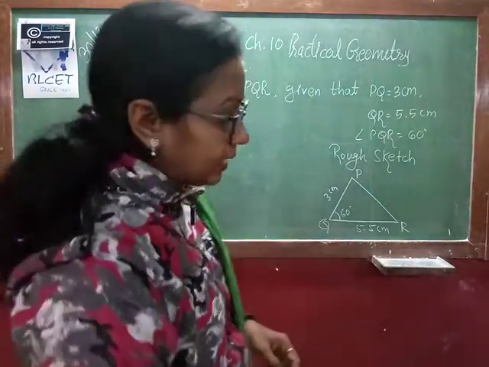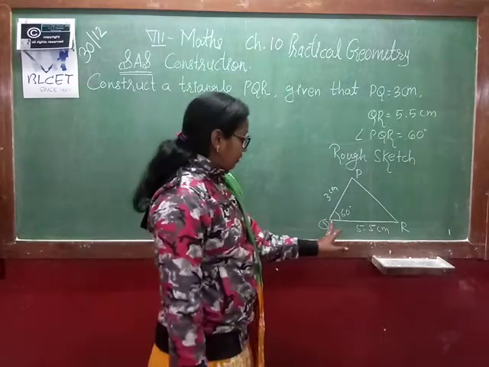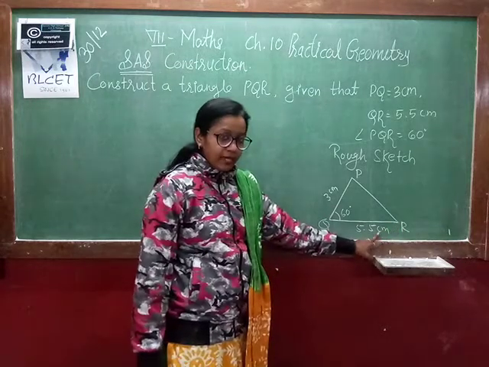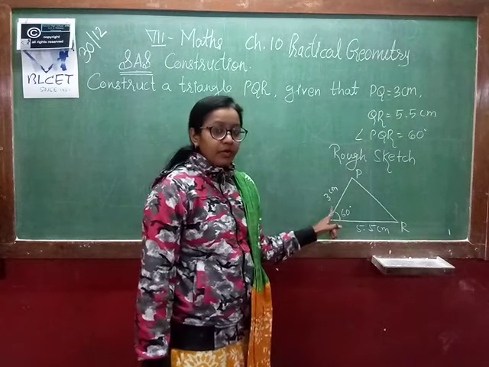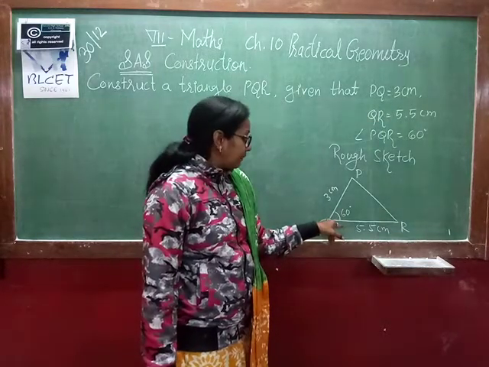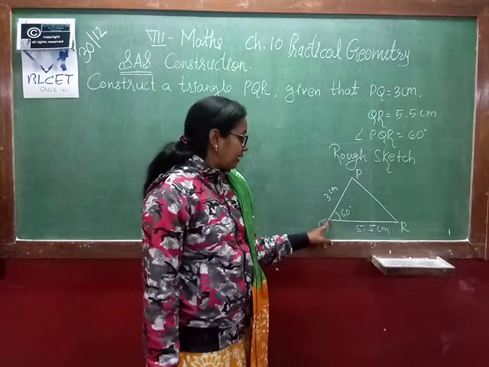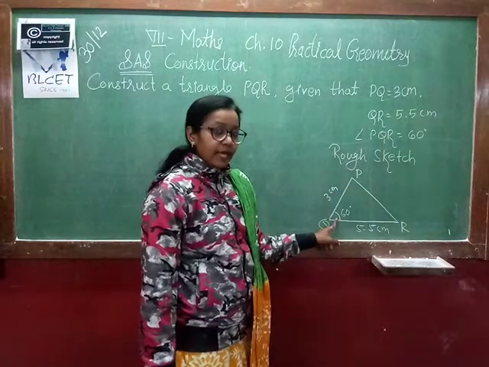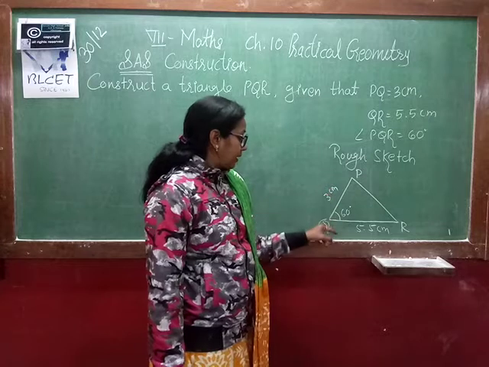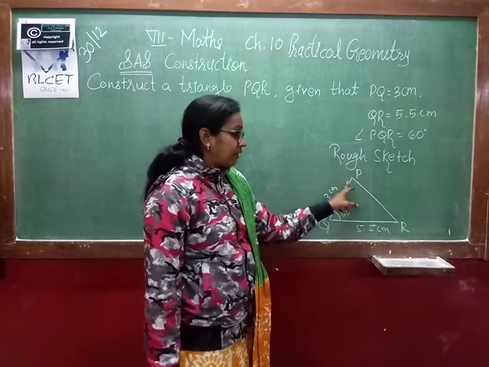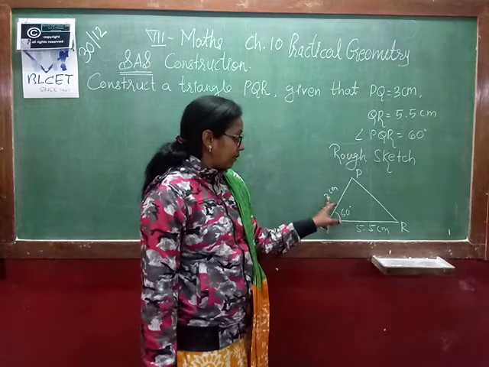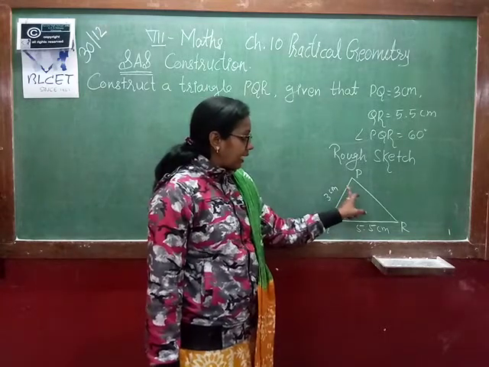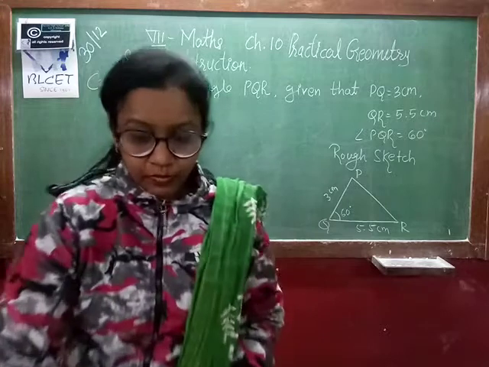Okay, now we will start this construction. First of all, we will draw the line segment QR of 5.5 cm. Then at Q we will draw an angle of 60 degree, and after drawing this angle you have to just extend this line. Then we will take an arc of 3 cm on QP. You are getting one point over here after drawing an arc of 3 cm. Then you have to join that. PQ is already joined; the point you are getting, you have to join with an arc. So let's see how to construct.